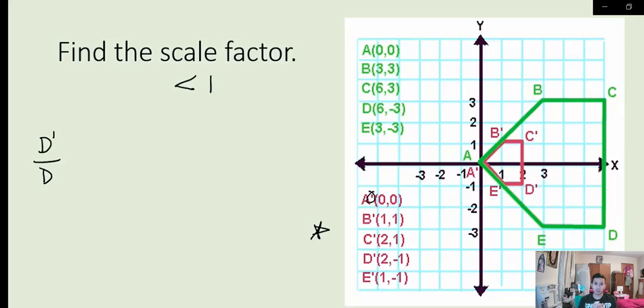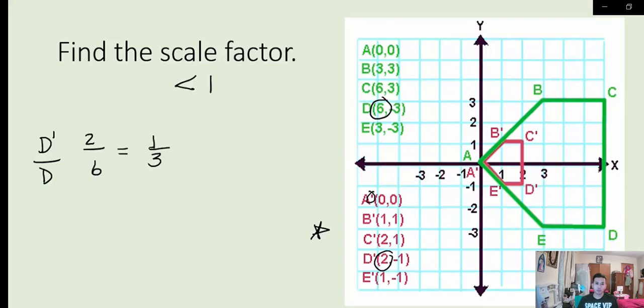So you can choose any point there. I'm going to use D, where D prime would be 2, negative 1, and D would be 6, 3. We'll be using the x values. So that is 2 over 6, which is 1/3, which is, again, less than 1. So the scale factor here would be 1/3.